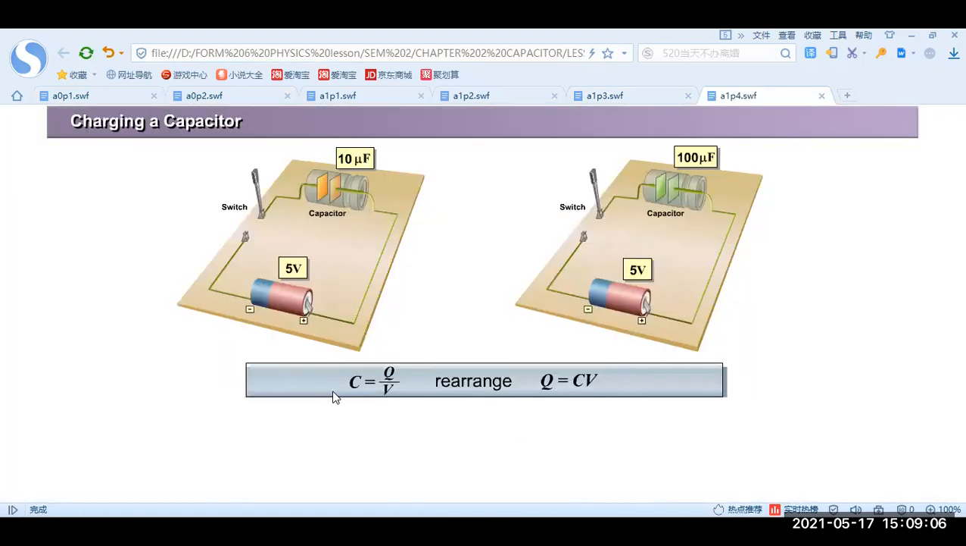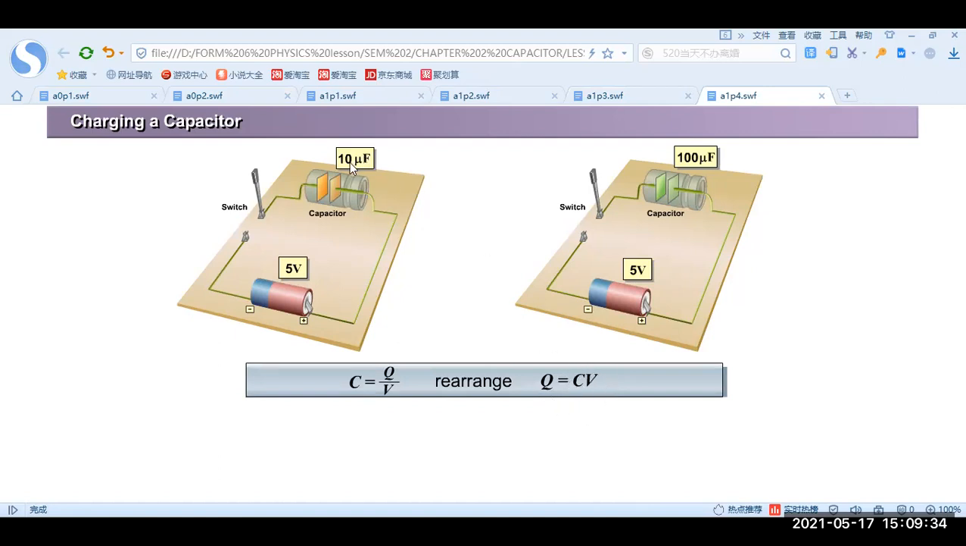Let's look at the next slide. C equals Q over V, and we rearrange it to Q equals CV. The charge stored in the capacitor depends on the capacitance times the V. Now, the potential difference for both of them is 5 volts. V is 5 volts. Now, the difference is C, the capacitance.